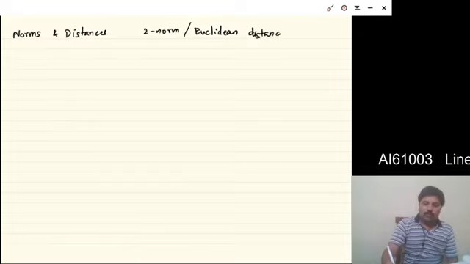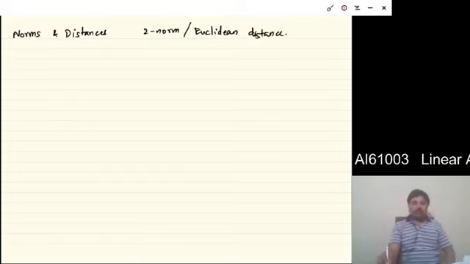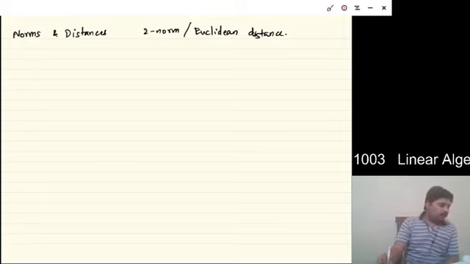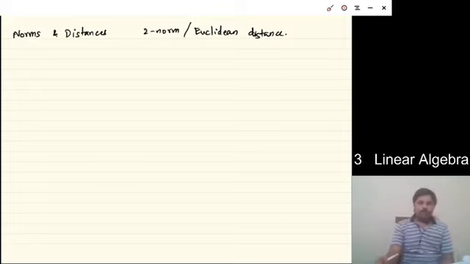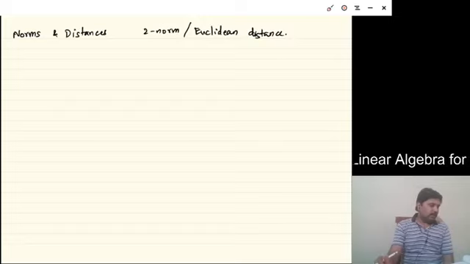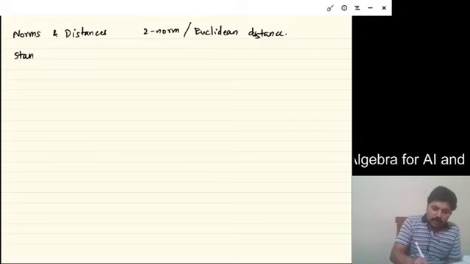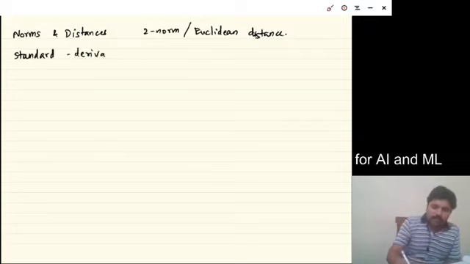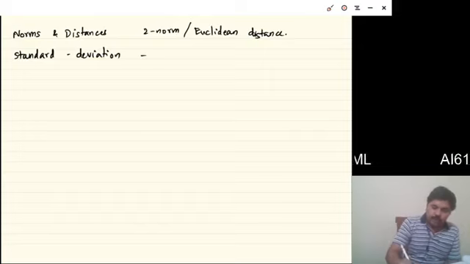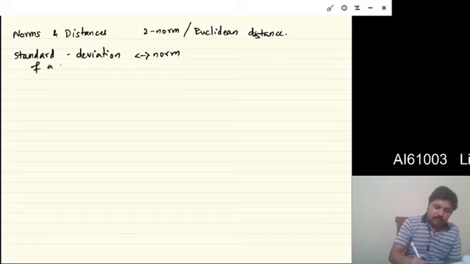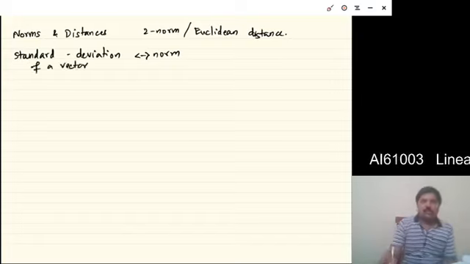So what we want to do today is continue that discussion on norms and distances further, and today we want to talk about one of the most important concepts in this area, that of standard deviation. How is this standard deviation related to the concept of norm? Standard deviation of a vector and how it is related to the concept of norm.